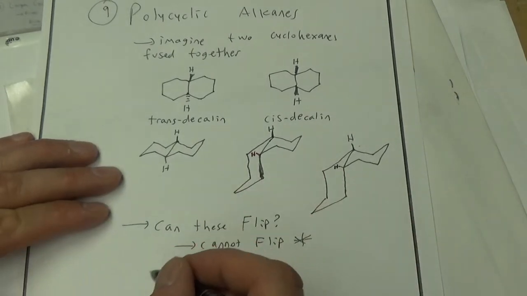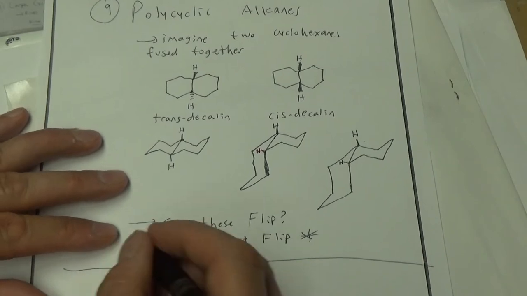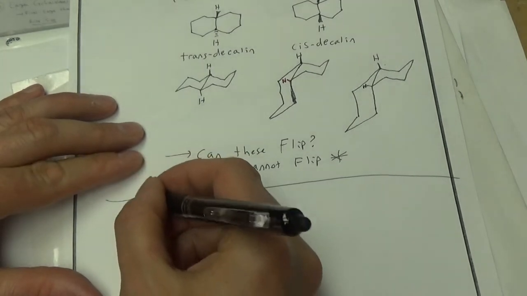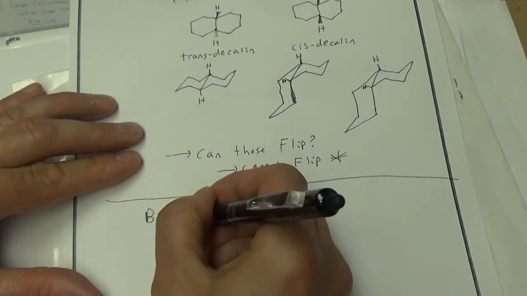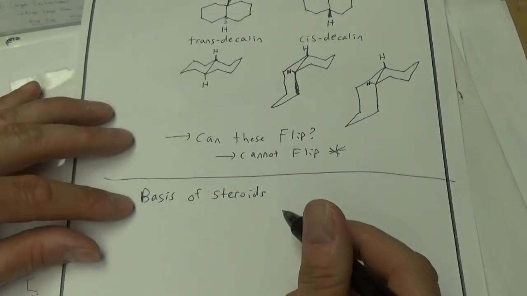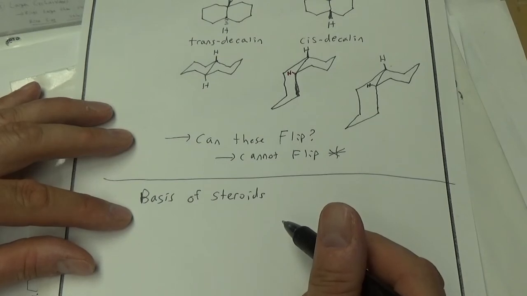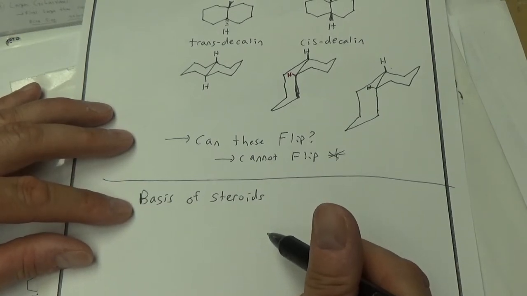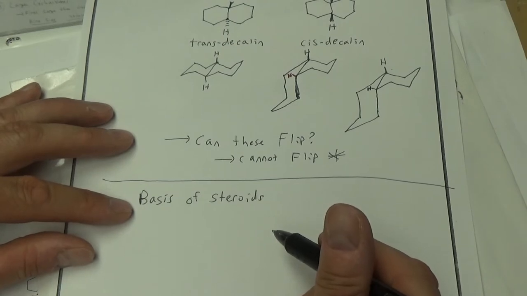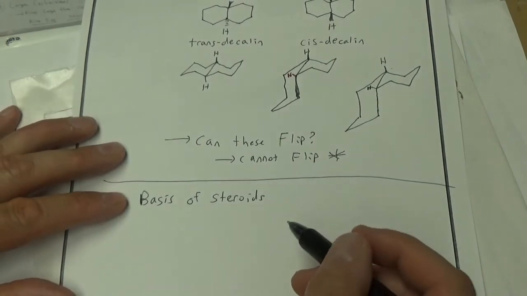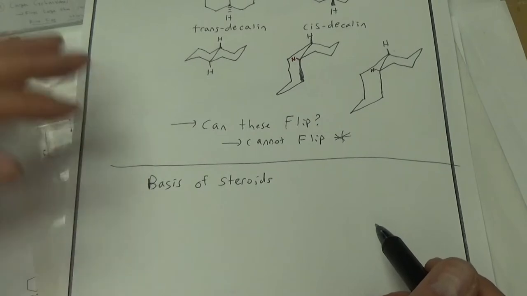Okay, what about one more example? These fused cycloalkanes are the basis of steroids. So steroids are used a lot as hormones in our body, and also they're used in developmental biology, where it kind of causes masculine and feminine sex characteristics in vertebrates. Okay. And let's draw one in a two-dimensional form, and then we'll draw it in a three-dimensional form.